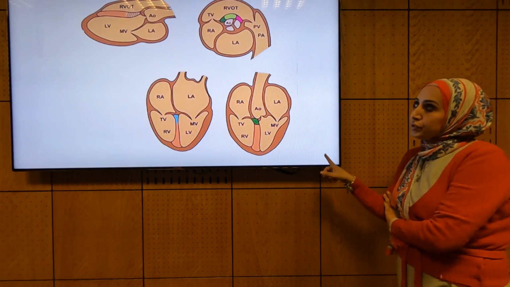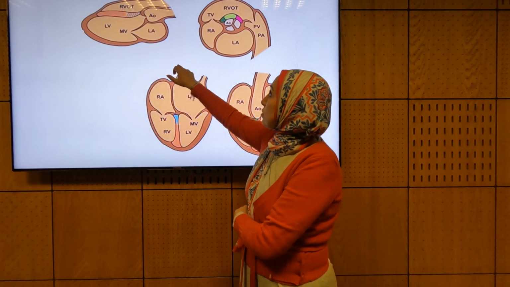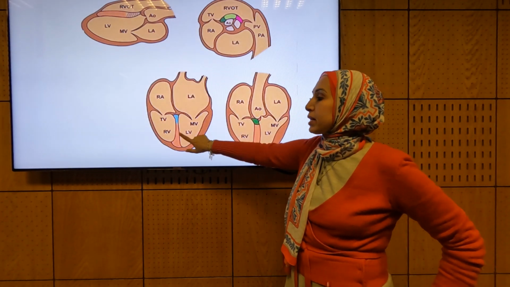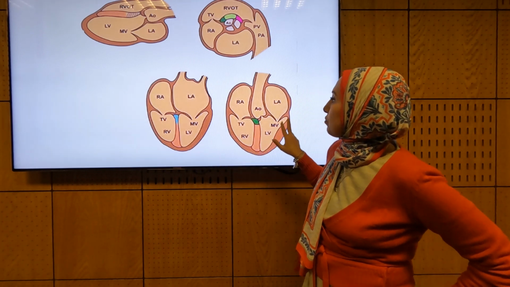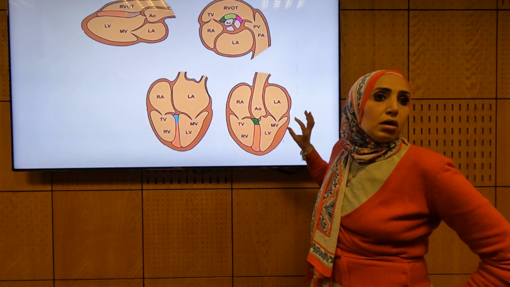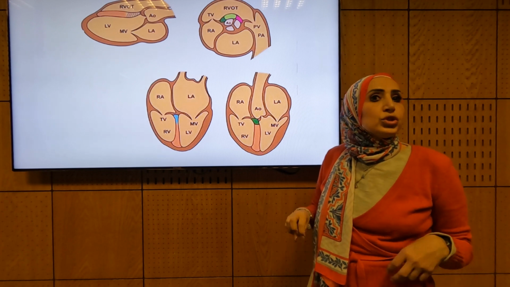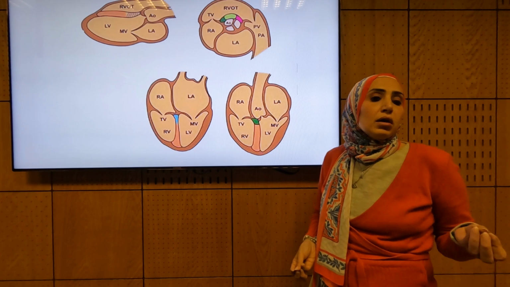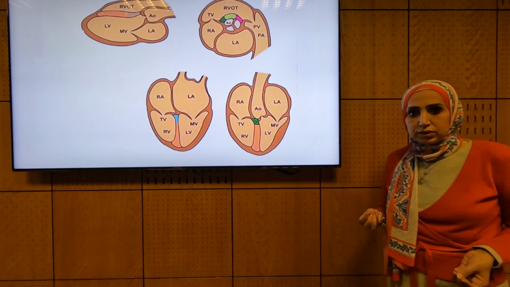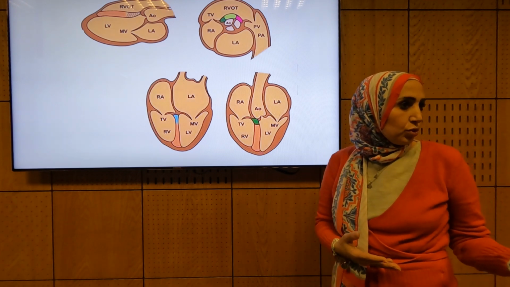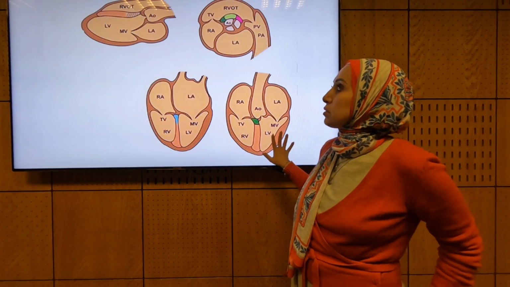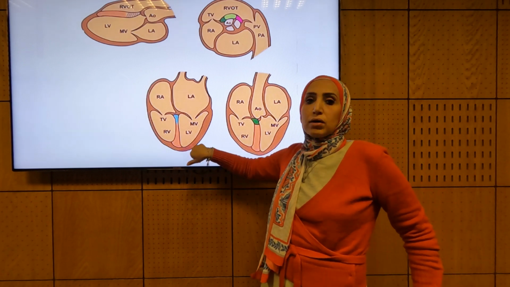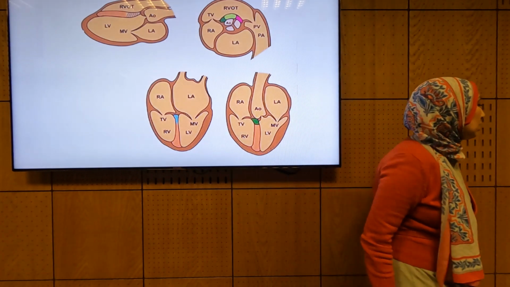We have 4 views: parasternal long axis view, short axis view, apical 4-chamber view, and apical 5. In each type, we will mention which view will help us more and where we can see this type. In echo, we depend on the 2D and the color at the same time. We use both of them alternately. Is it clear? We have 4 views: parasternal long, parasternal short axis, apical 4, and apical 5.